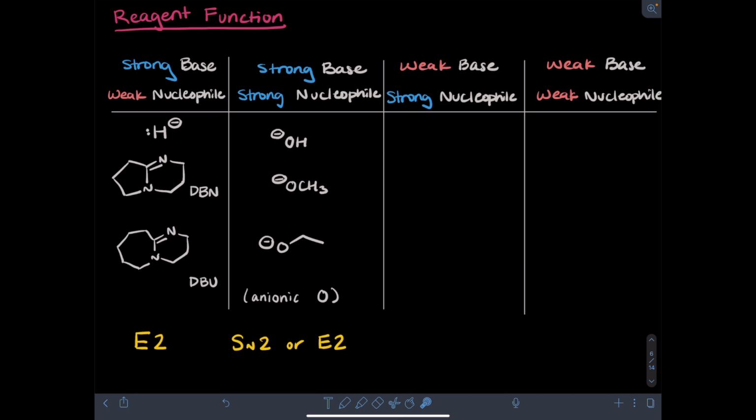Some reagents are considered both strong bases and strong nucleophiles, and 3 such molecules are the hydroxide anion and alkoxides. These all feature anionic oxygens. Reagents in this category will favor either SN2 or E2 reactions, and which one is preferred depends on the structure of the alkyl halide. I'll be discussing this a bit later on in the video.